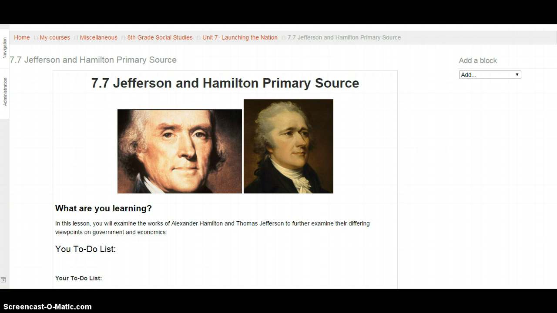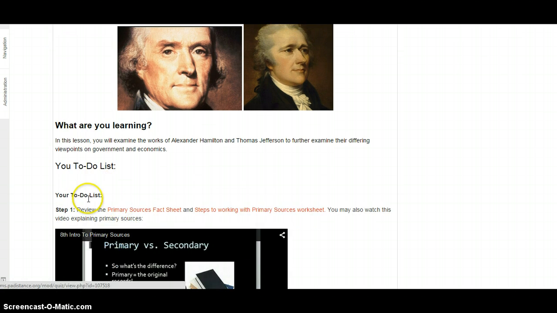So in today's lesson, you're going to look at the works of Hamilton and Jefferson to further examine their differing viewpoints on government and economics. If you remember, they had two very different ideas. So here's our to-do list for the day.